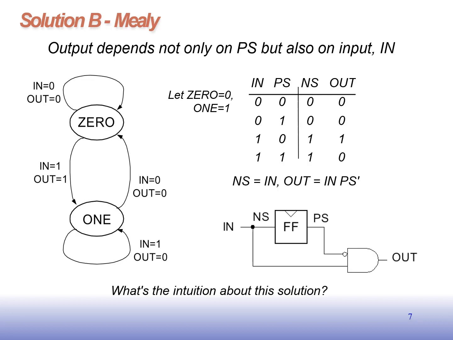For Mealy machine, the output depends not only on the present state but also on the input. You come to here 0. If the input is 0, what will happen? It's not an edge detector, the output will be 0. If input is 1, there is a change, so the output is 1. Similarly, if input 0, output 0. If input 1, output 0.